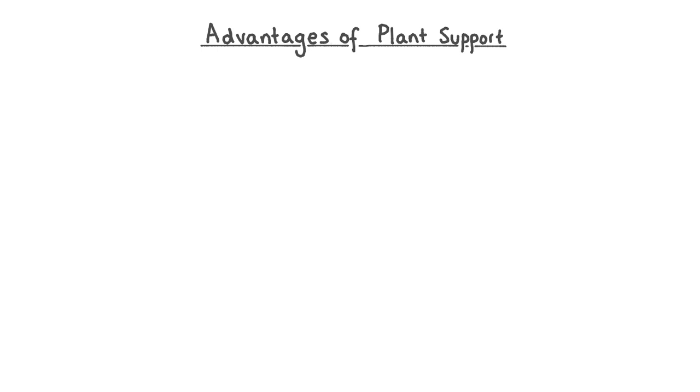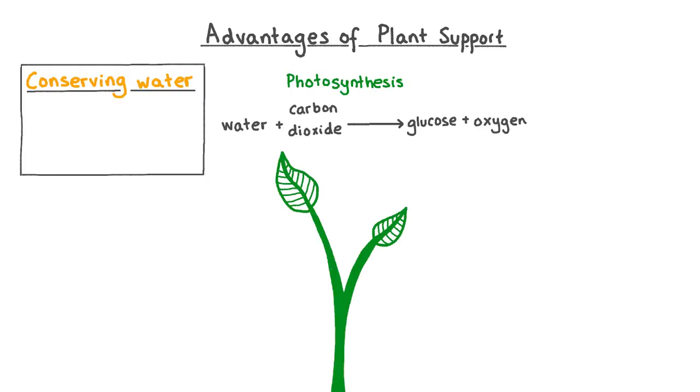Plants depend on these support methods for their survival, so let's explore some of the advantages they can provide to plants. Plant support helps plants to conserve water. Conserving water is advantageous to plants as it's a reactant in photosynthesis, which is the biological process by which they make their own nutrition in the form of glucose. Therefore, water is vital to plants for them to be able to make their own food.